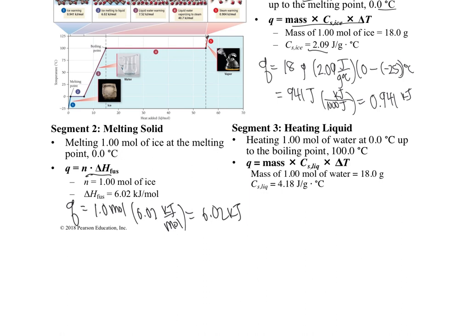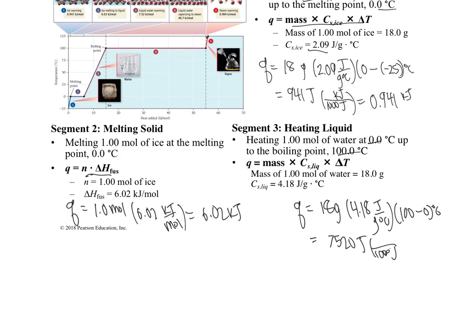Now to boil, my heating, I'm in the liquid phase now. I'm going to heat all the way up to 100. So my delta T will be 100 degrees Celsius. Since I'm doing a temperature change, I'm going to do my Q equals m C delta T. So I have, again, 18 grams times now water, 4.18 joules per gram degrees Celsius, times 100 minus 0 degrees Celsius, my temperature range. That gives me 7,520 joules. Divide by 1,000 to get into kilojoules, 7.52 kilojoules.